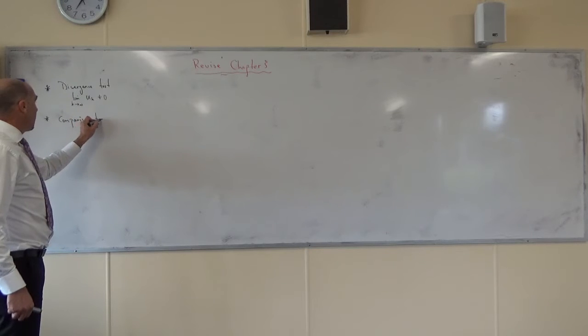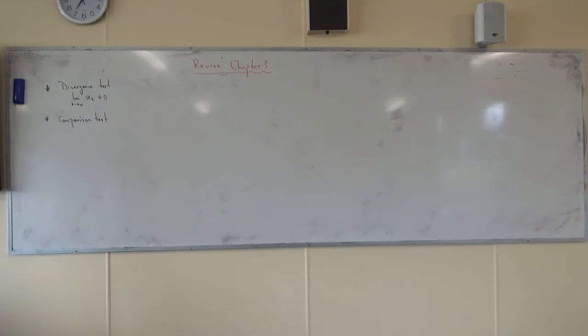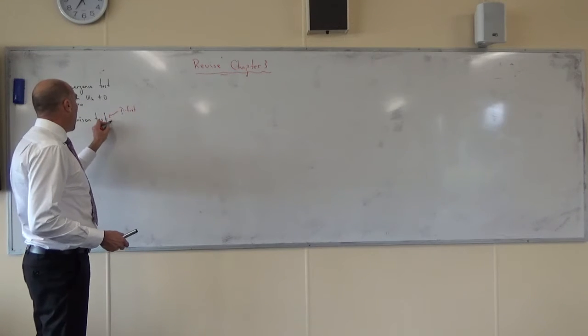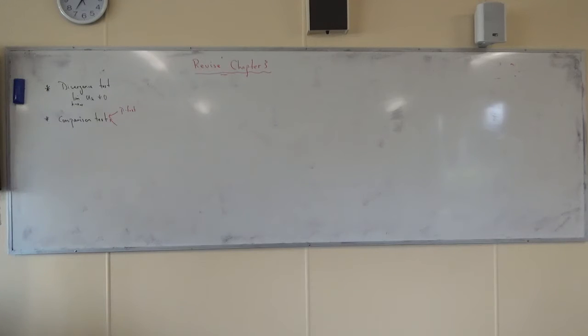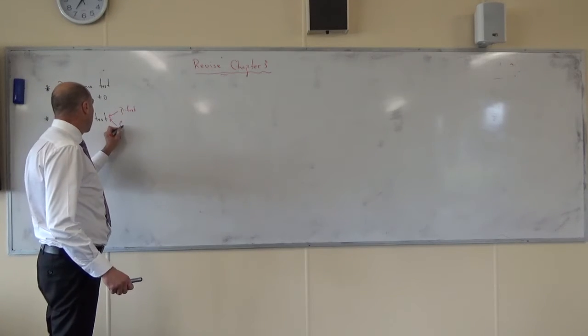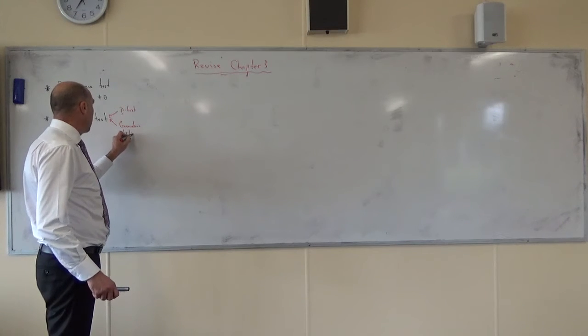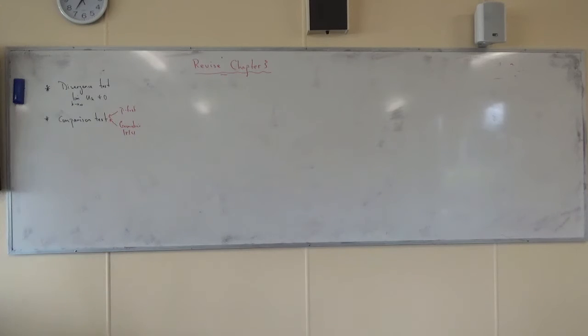So, comparison test. What are the two main comparisons that we often use? We compare to a p-test. Or, what's the other one that might strike you? If it's not a p-test, sometimes it's a geometric, with a common ratio less than 1. That will converge or diverge. So they're the two main things we use the comparison test for.